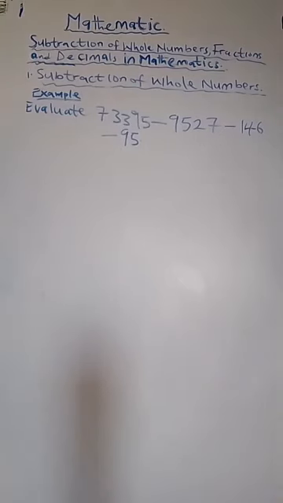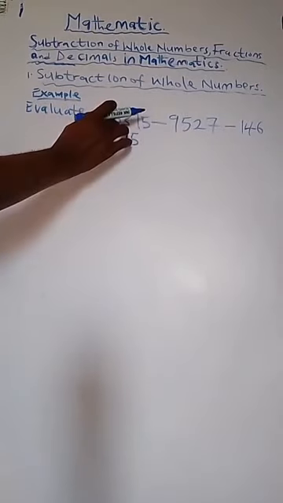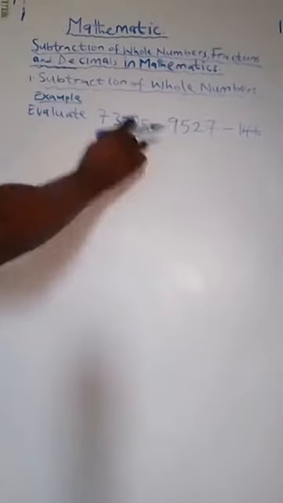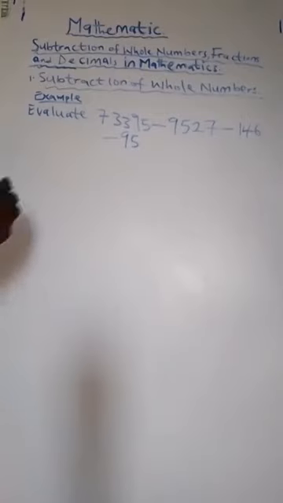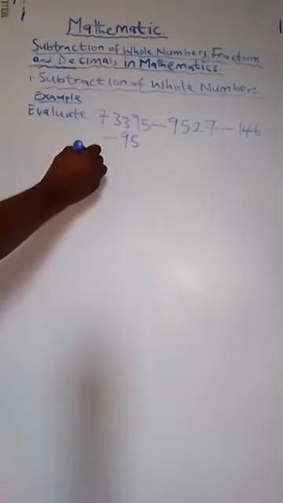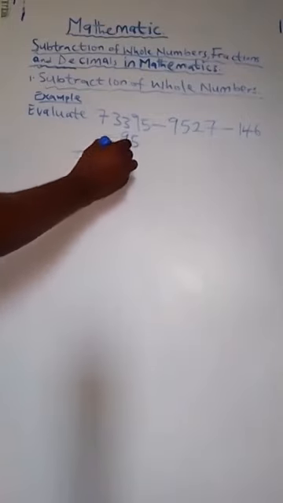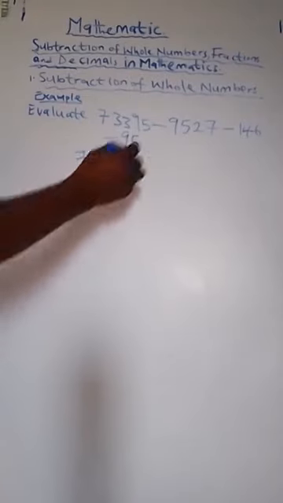To solve this kind of question, you need to do it step by step. That is my own style, just to avoid mistake or error. So we'll start doing it step by step. First of all, solve this one and this one. The result, we remove this one from it. The result, we remove this one from it. That is what I mean by step by step. So let's start. 7, 3, 3, 9, 5. Then I write the second number.